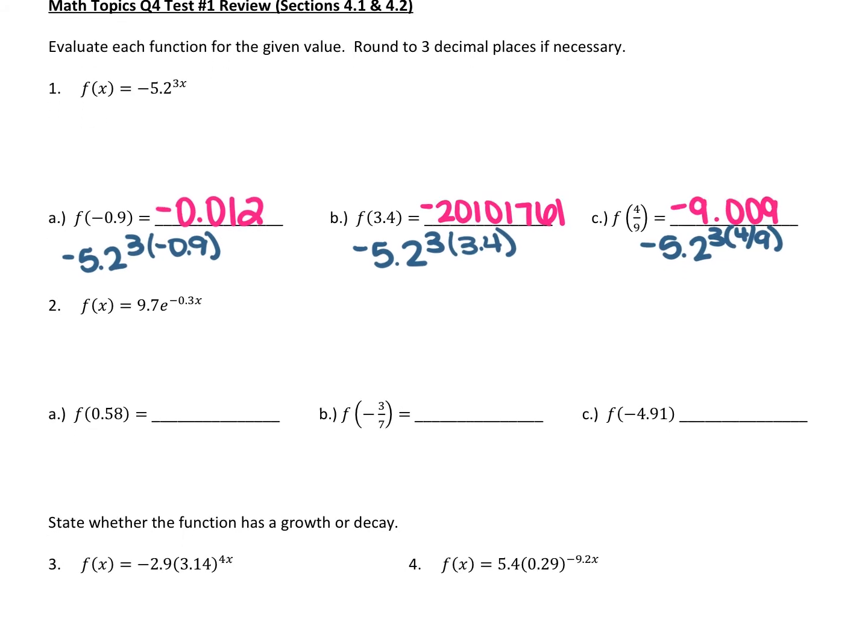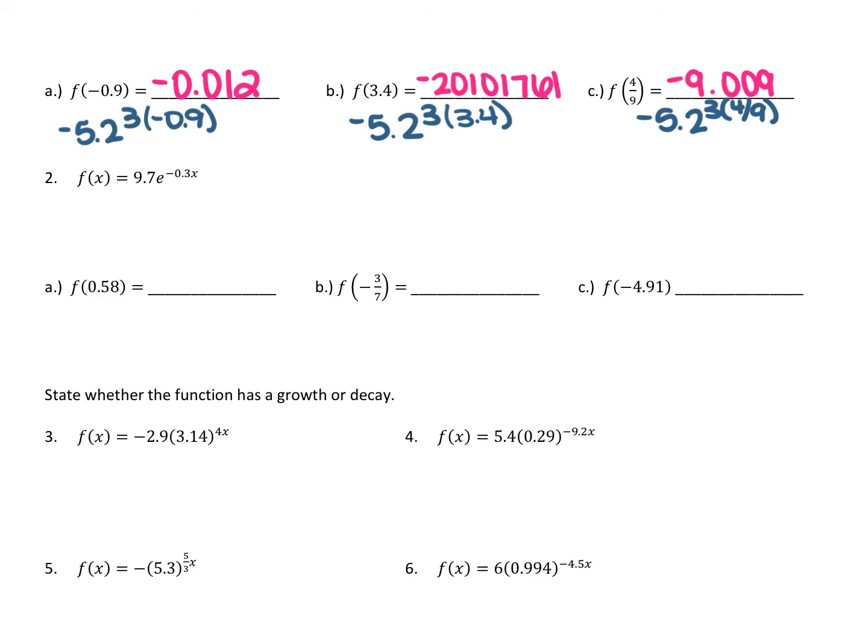For number 2, you have f of x is equal to 9.7 times e to the power of negative 0.3 times x. For a, we're plugging in 0.58 for x, so that's going to give us 9.7 times e to the power of negative 0.3 times 0.58. So again, we write down what we plug into our calculator. Put it into our calculator. You're rounding to 3 decimal places. And this would give you 8.151.